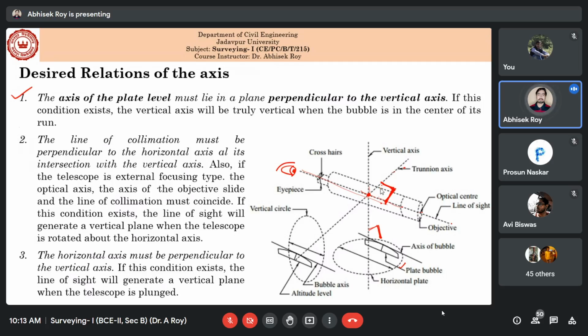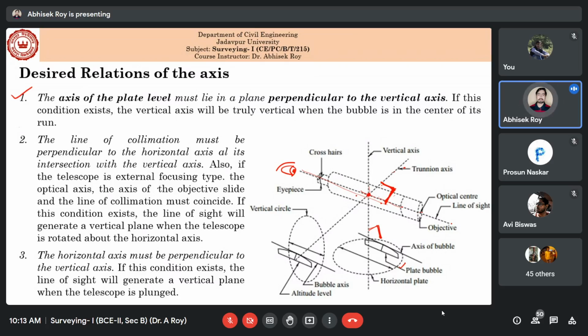You have to remember this now, because if this is not 90 degrees, if there is any defect in the instrument while manufacturing, obviously there will be some sort of error. What is the kind of error and how to remove that, we will discuss. But please remember that it should be 90 degrees.